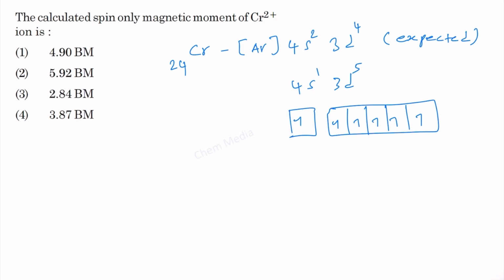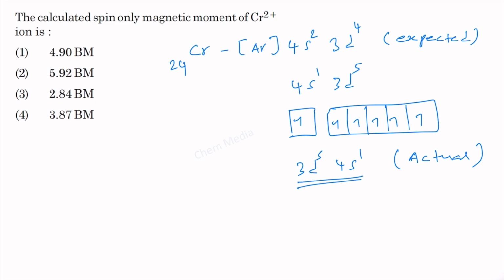It is completely okay to write it this way as well, 3d5 4s1 instead of writing 4s1 3d5, because when chromium gets ionized, it is the 4s electrons we lose first. For example, if it is chromium plus, then the d electrons don't go away. It is the 4s electron we lose first, and therefore it is completely okay to write this way.